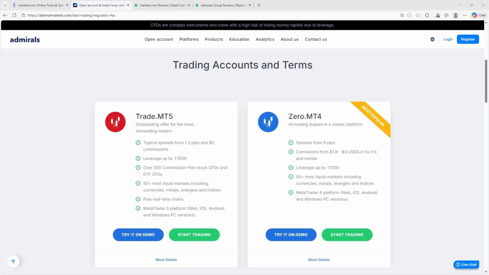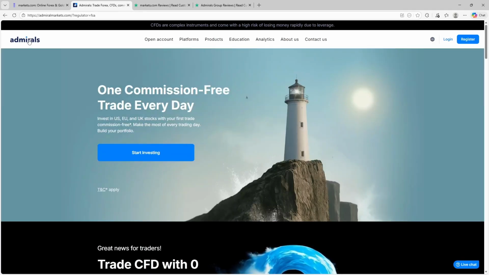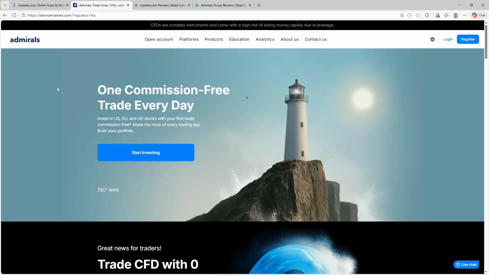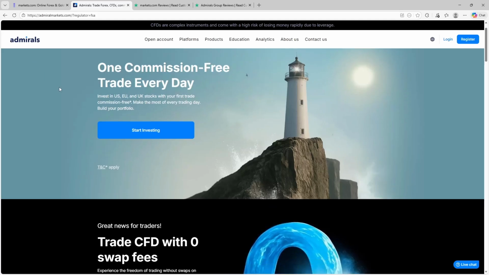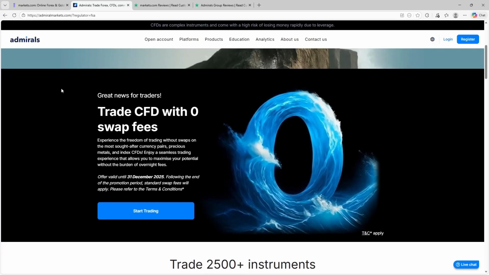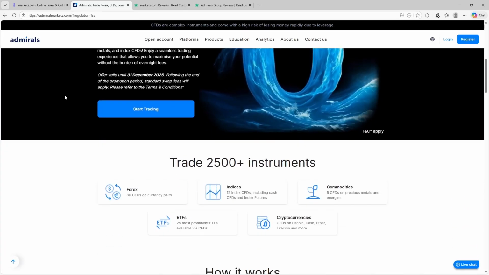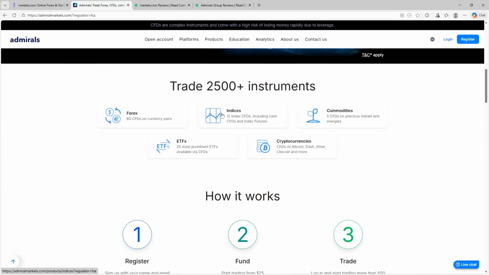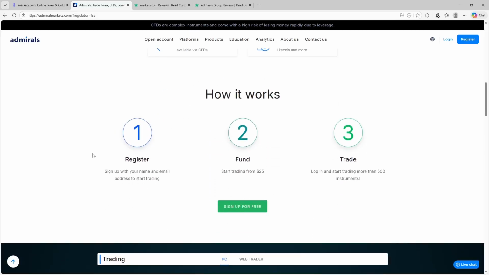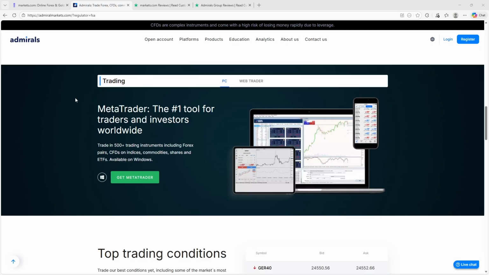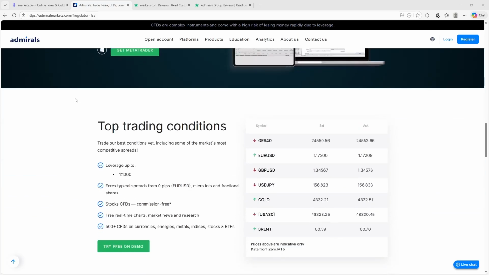Feature-wise, Admirals is built around the MetaTrader ecosystem, offering MT4 and MT5 across desktop, web, and mobile environments. Traders gain access to Forex, indices, commodities, metals, cryptocurrencies, ETFs, and stock CFDs, depending on account configuration. The broker also supports investment-style accounts, Islamic accounts, and demo environments, giving users flexibility beyond short-term CFD trading.